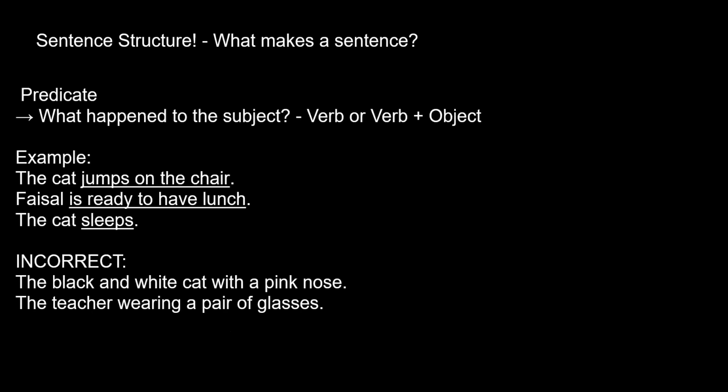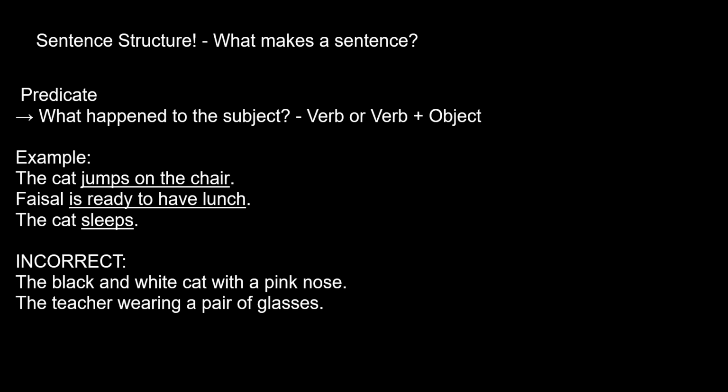Secondly, there's the predicate, right? So first you have your subject and then you have your predicate, and the predicate is what happened to the subject, right? It's usually your verb or your verb and object, right? So in my example sentences here, the cat jumps on the chair. Well, your verb there is jumps and your object there is on the chair. Then we have Faisal is ready to have lunch, right? You've got is as your verb there. That's the action being taken, right?